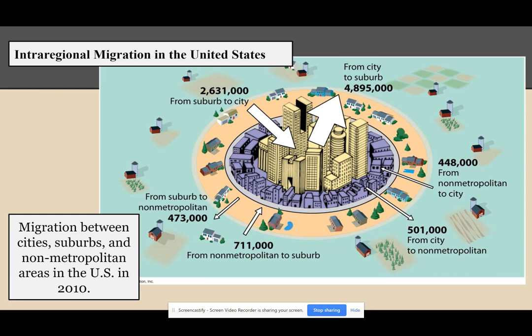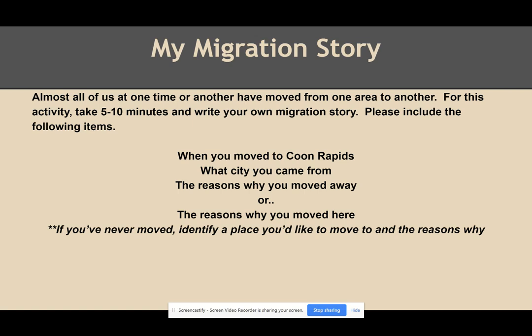So now I want you to look at your own life. What I'm going to ask you to do is write a letter. There is a link on the assignment for today. I want you to write your migration story. So if you would please write down when you moved to Coon Rapids, what city you came from, and then give the reasons. Why did you move? Were there any push factors? Were there any pull factors? You might find that a lot of us have push and pull factors, but it just depends on our story, and each of our stories are unique. So I'd like you to please write yours out.